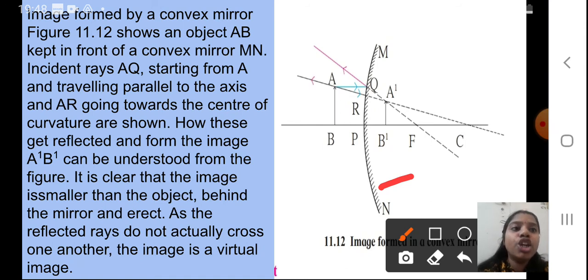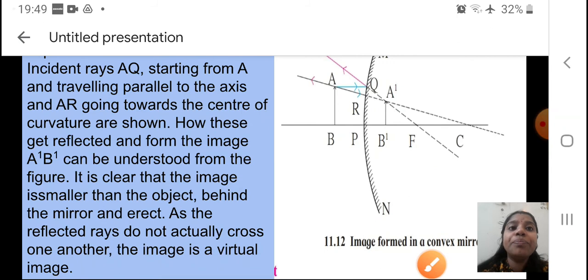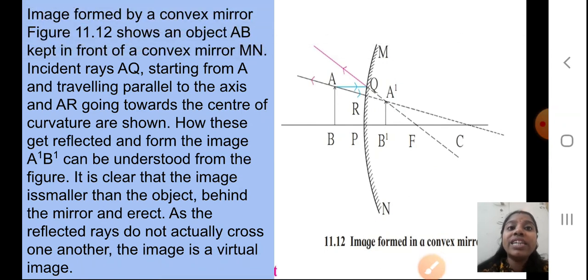Incident rays AQ. You have the incident ray, you can see the blue color. Always remember, students, they are the incident rays, starting from A and traveling parallel to the axis, and AR going towards the center of curvature are shown. Can you see this blue color line? This is going here, towards the center of curvature, and this blue color line is here. Now we'll proceed to see what is happening, how this gets reflected and forms the image A dash B dash. How they form can be understood from the figure.